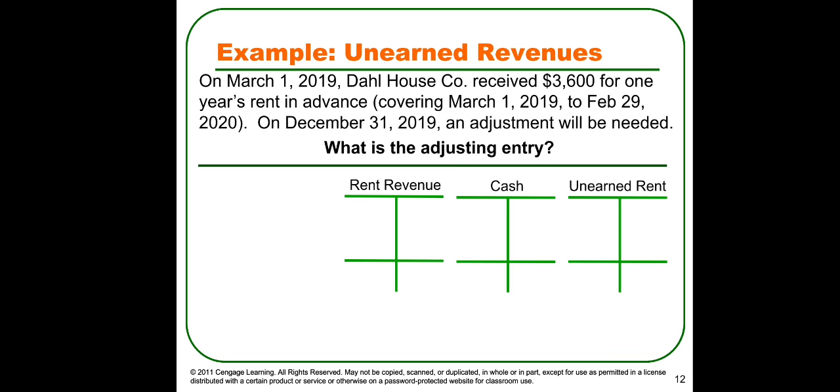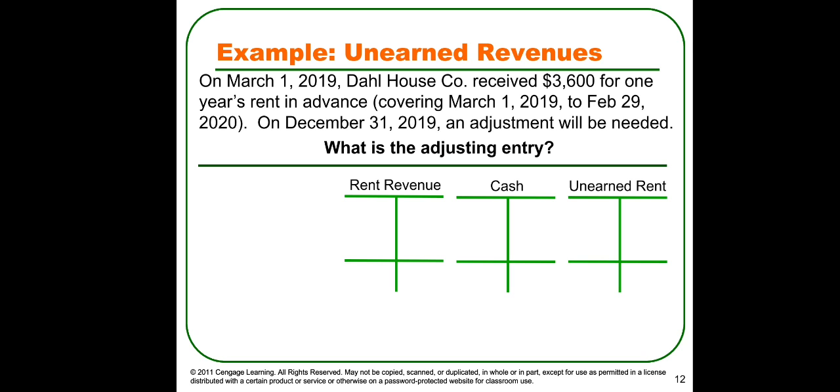Okay, this is type 4 of the adjusting entries. This is called unearned revenues. Okay, so let's see the example here. On 1st of March 2019, Dal House Company received 3,600 for 1 year's rent in advance. Okay, now this business rented a space to another party.